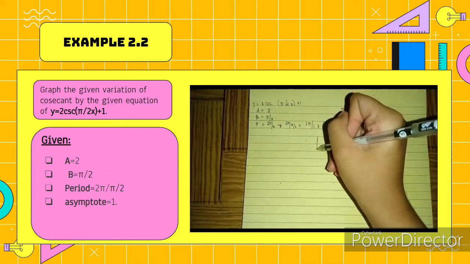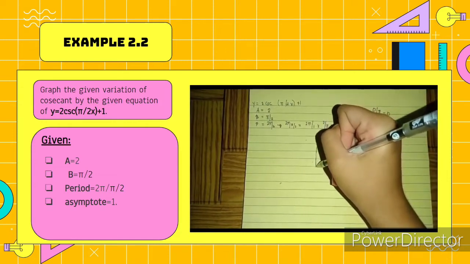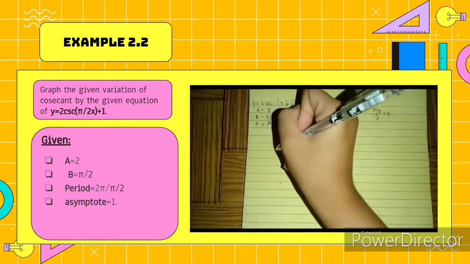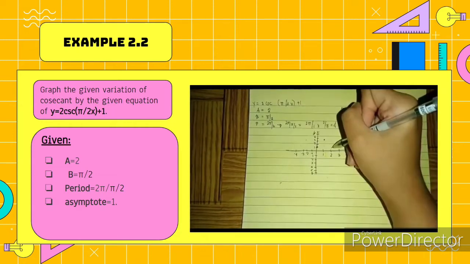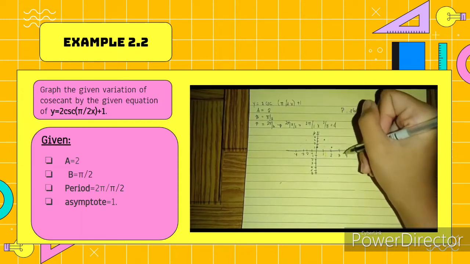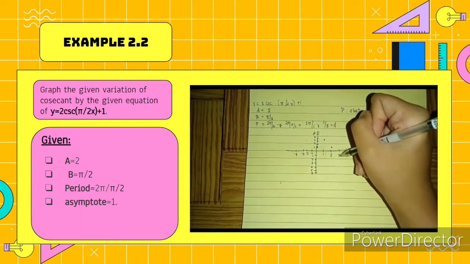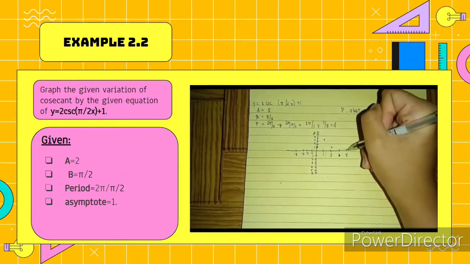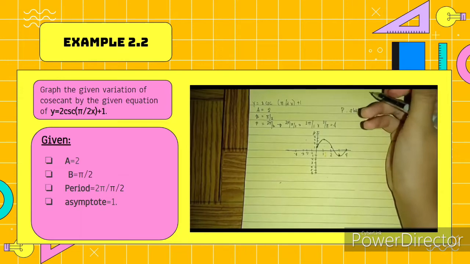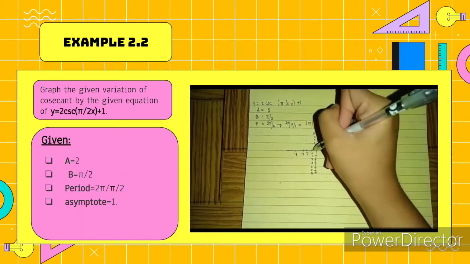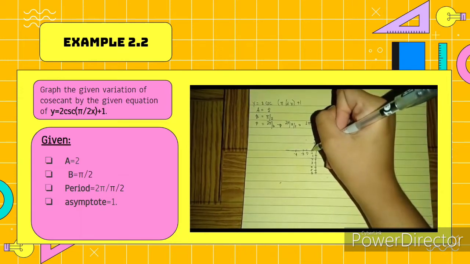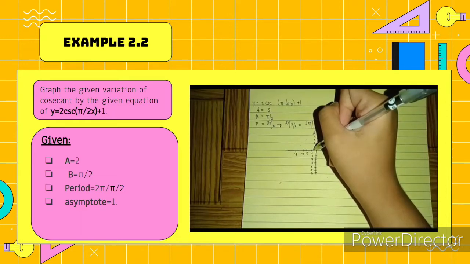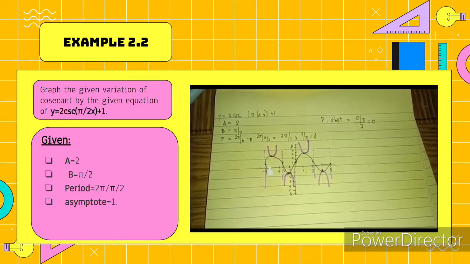Now let's construct our graph. Constructing the graph, we need to carefully sketch the points in the domain, which is 1, and our maximum and minimum. Make sure that our domain, which is 1, is completely followed, and our maximum and minimum are completely followed also. This is how the graph looks like.